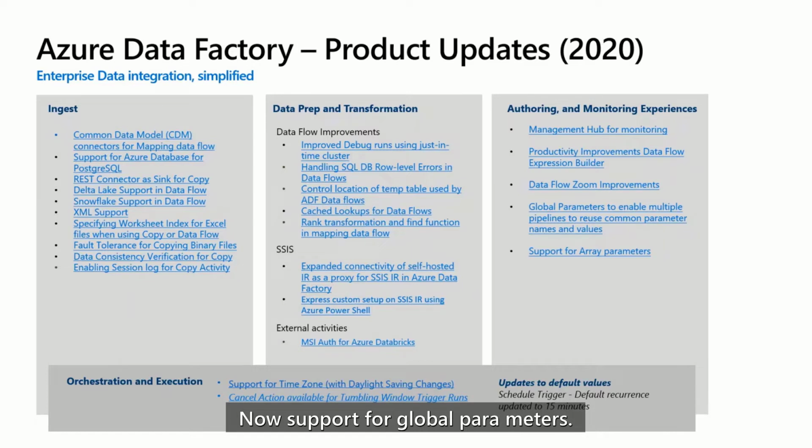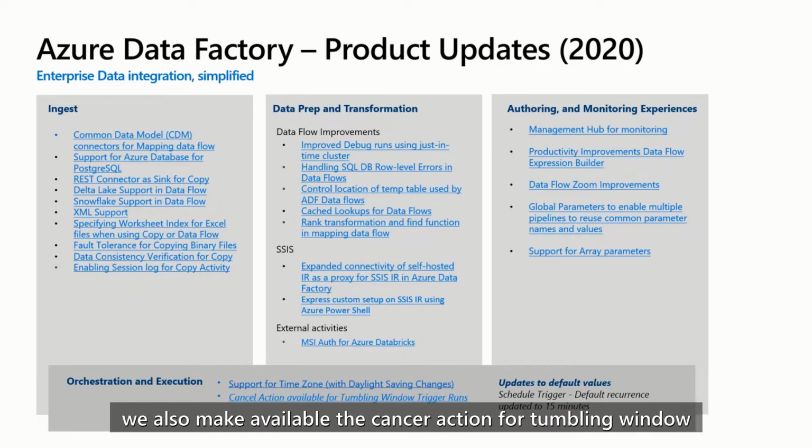Now, support for global parameters, as well as support for array parameters, is also included. Now, towards the end of last year, we added support for time zone for scheduled trigger. And at the same time, we also made available the cancel action for tumbling window trigger.